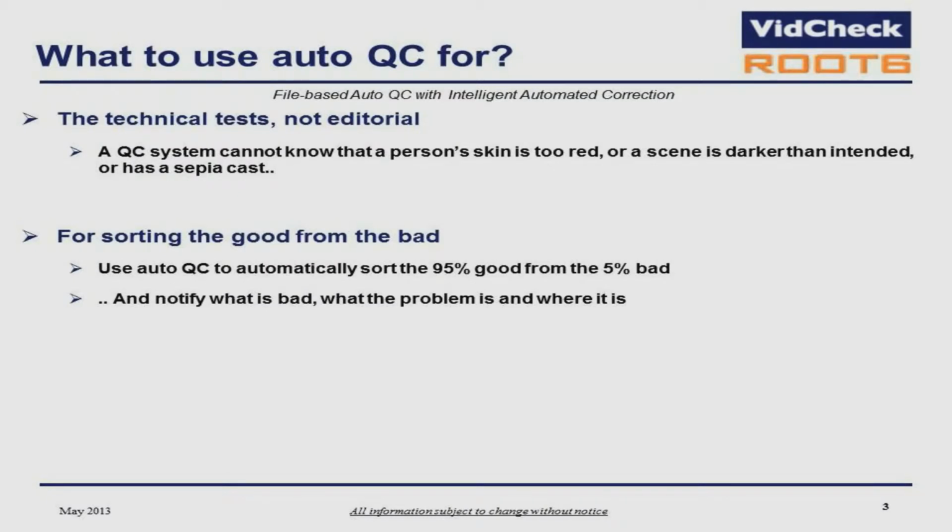So what do you use auto QC for? Because it's good for some things and not so good for others. It's for technical tests, not editorial or creative decisions. For example, a QC system can't know that a person's skin is too red. Maybe there's a sunset scene, for example. How would a QC system know unless you tell it, in which case it's pretty hard to do.